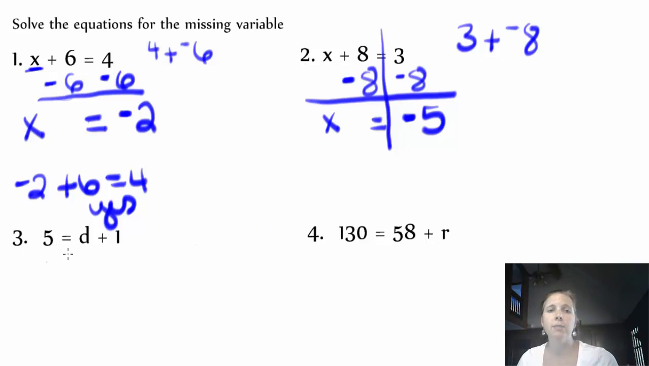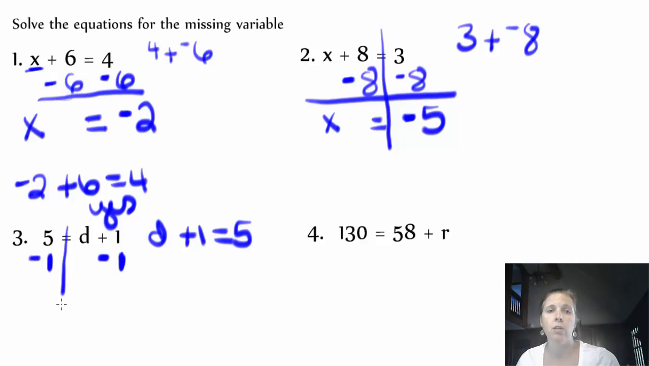Moving on. Sometimes they're going to write it so that it might not be in the exact same order where the x is first. You still do the same thing. If you want to rewrite it, you can. You could do d plus 1 equals 5 if you would like. It does not matter. I'm going to keep it like this to show you. You just take it to the other side. Since this is d plus 1, we're going to subtract 1.